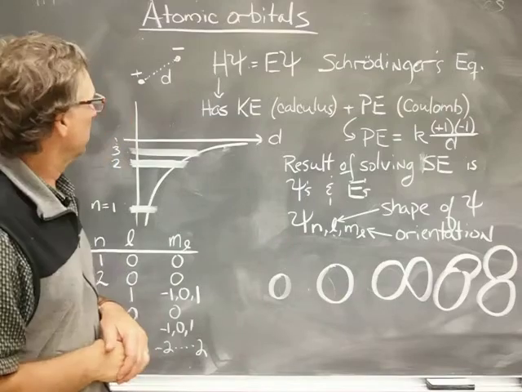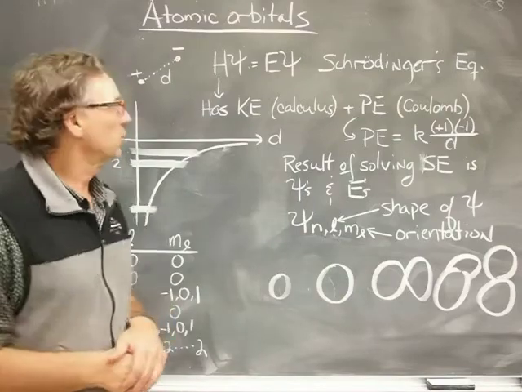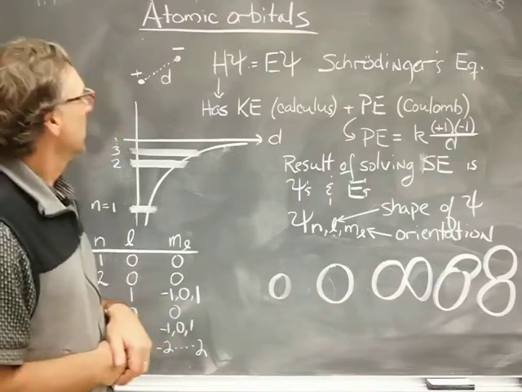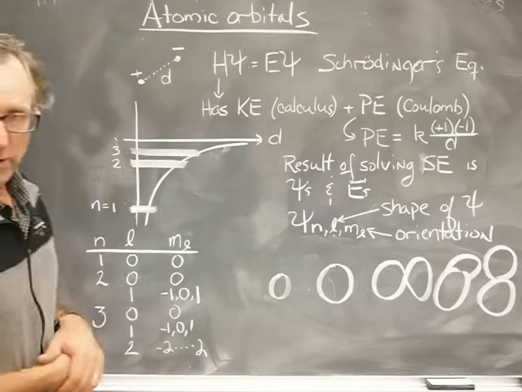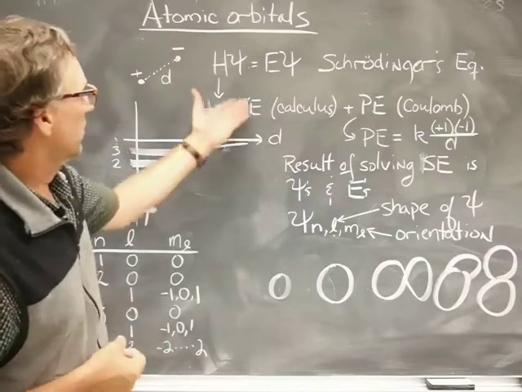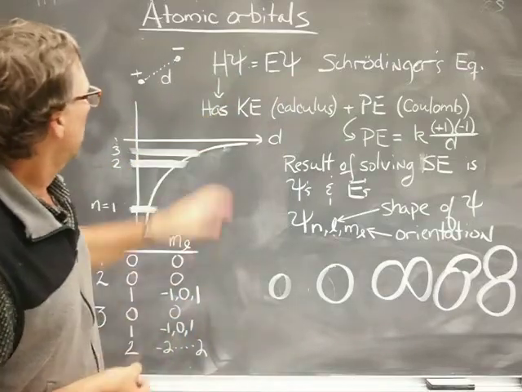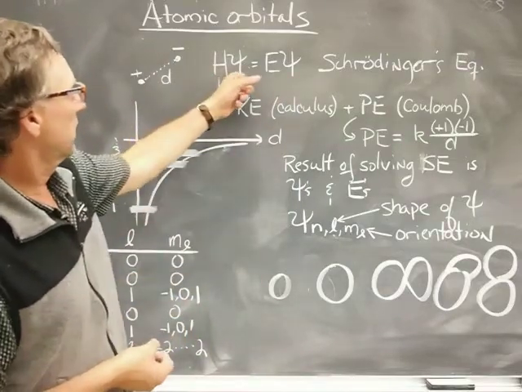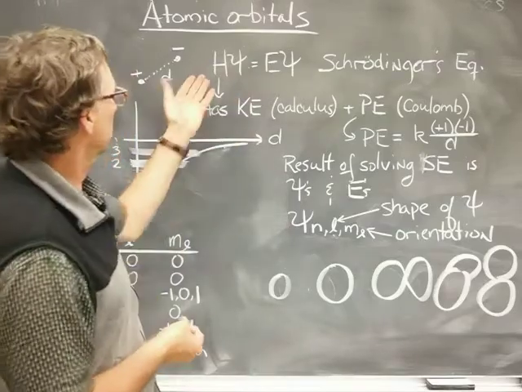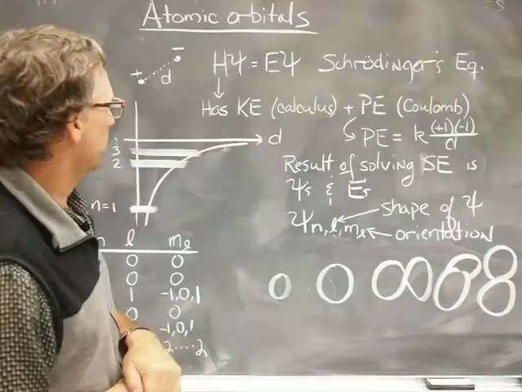Hi, I'm here to give you just a quick tour through atomic orbitals. The starting point for this is an equation that you might have heard of. It's called Schrodinger's equation, and it's written this way. This part is the Hamiltonian, H, and this is a Greek letter psi. It goes H psi equals E psi.